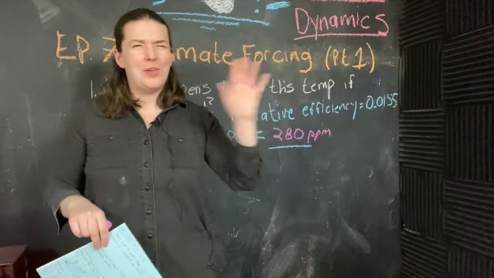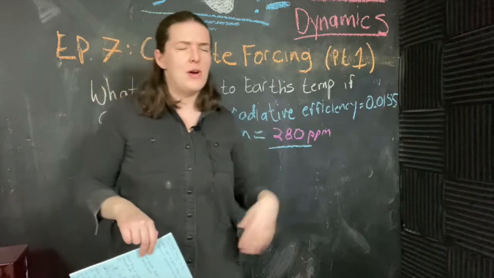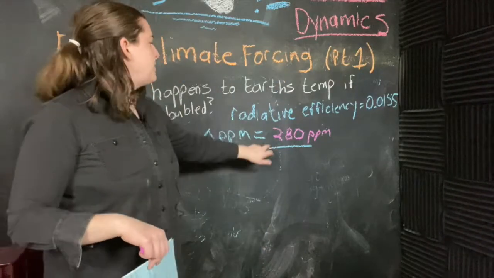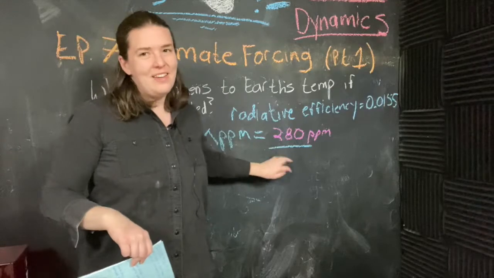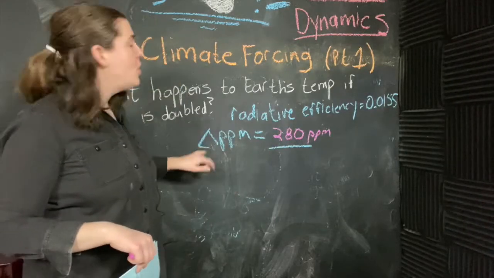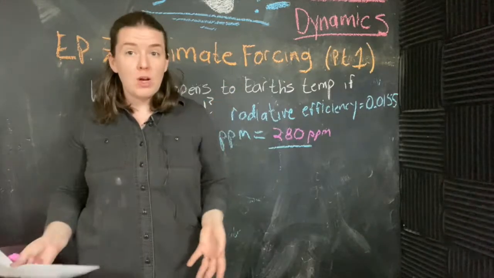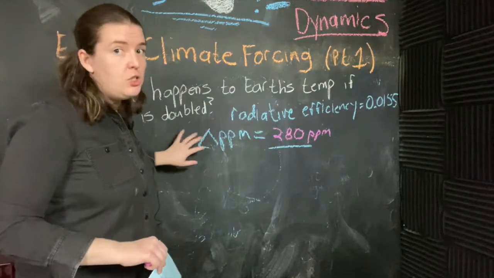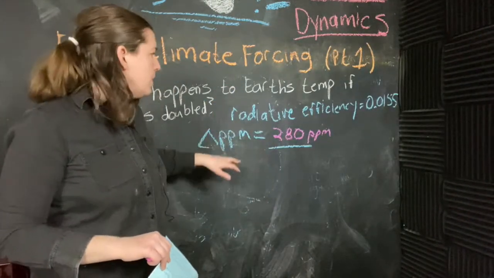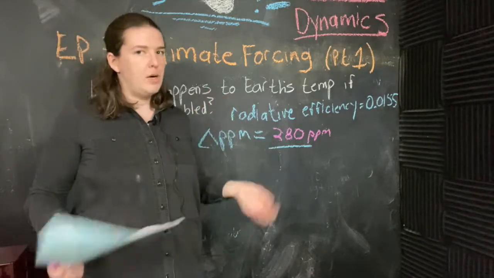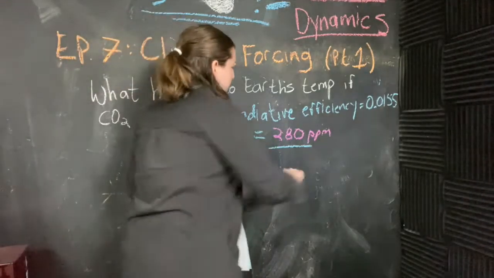which is not what we're at right now. We're somewhere in the 400s. I just don't carry that number around in my head. But if we were to double it up to 560, then the change would be a change of 280. So the value that we're going to use for our change in parts per million is 280 parts per million by volume. I'll put that little V there.